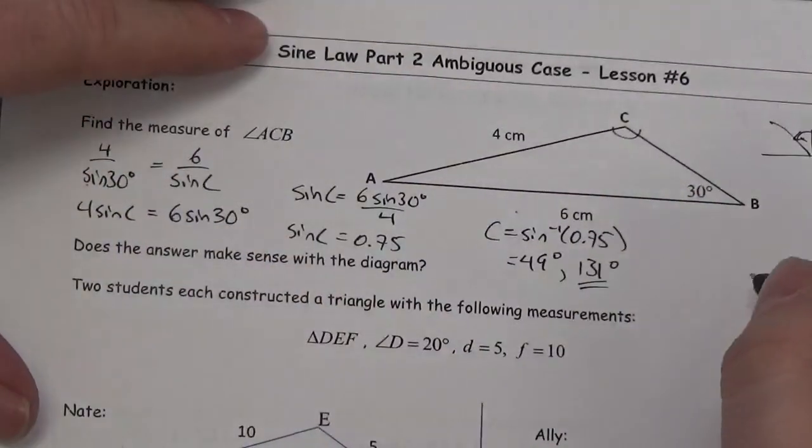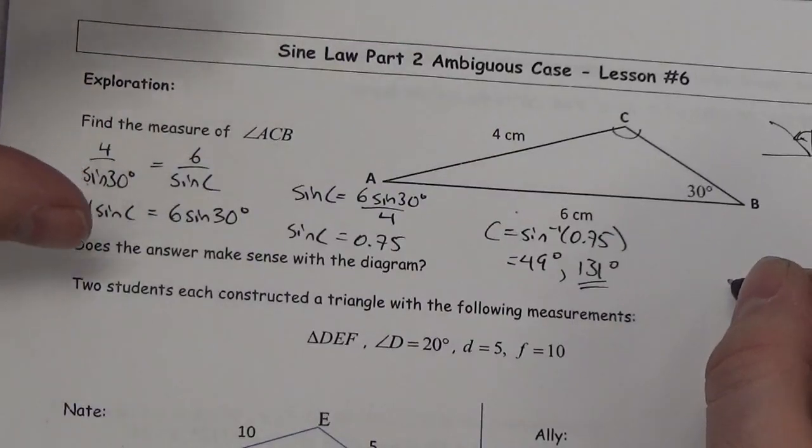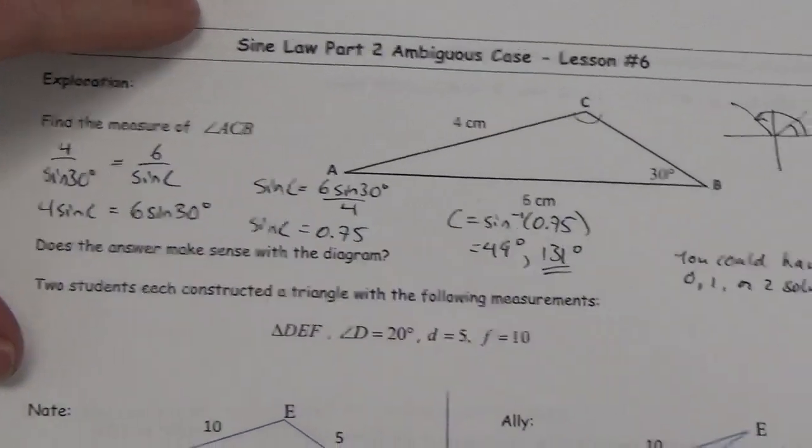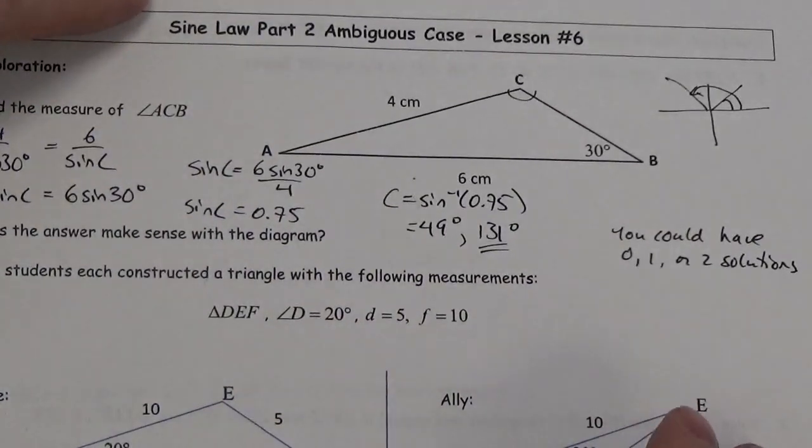So typically with the sine law problems where you're looking for an angle, you could have 0, 1, or 2 solutions. And then it's just a matter of trying to figure out what they are.